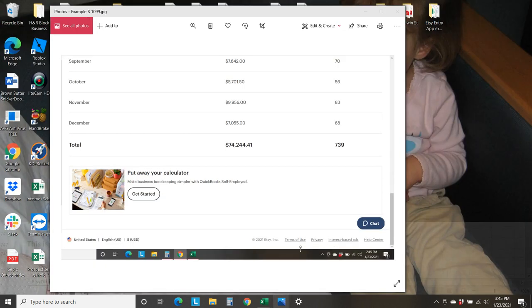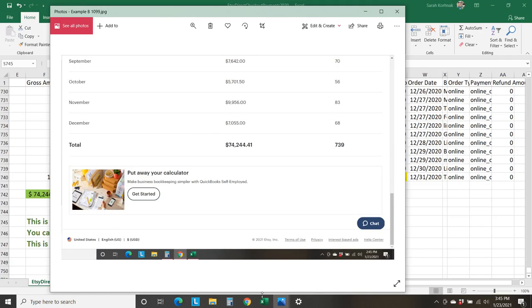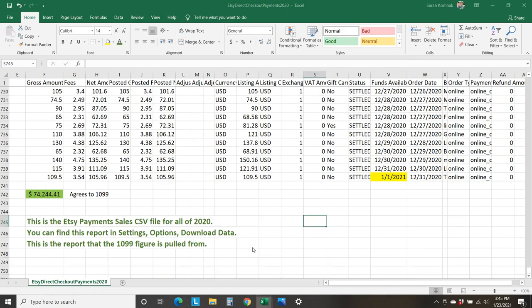Remember, here, let me pull that up again. $74,244.41. It agrees. So this Etsy payment sales report is what Etsy is using to come up with the 1099 figure that they give you. Okay? And follow these instructions to find it in your own shop. But look at this last sale. Lo and behold, $109.50. The last sale of the year, that is our difference in tying to the 1099.